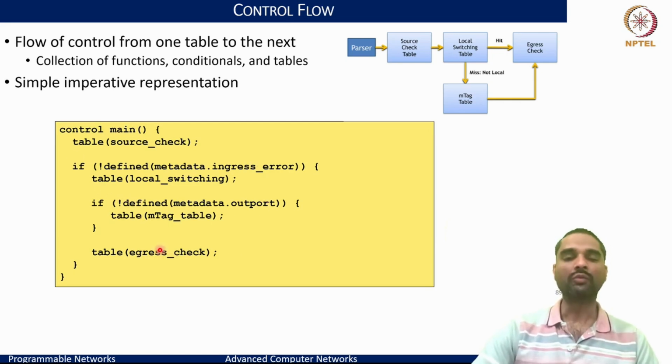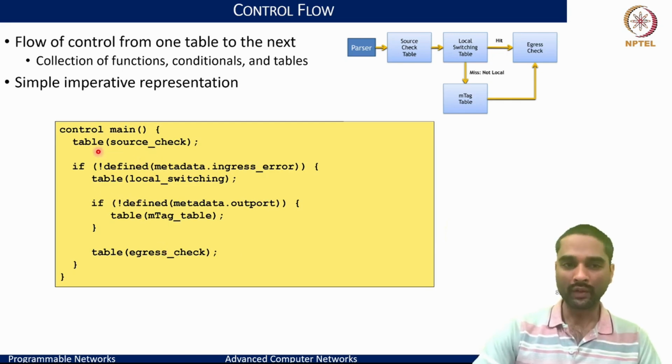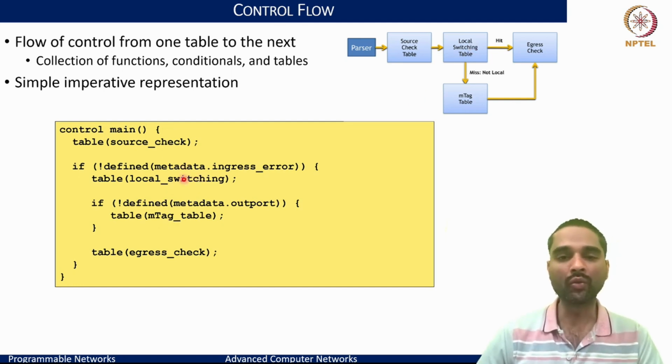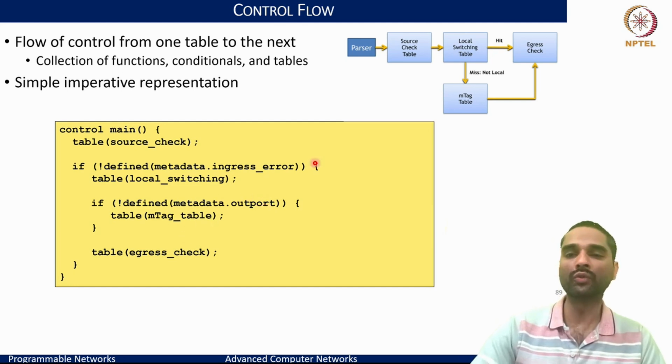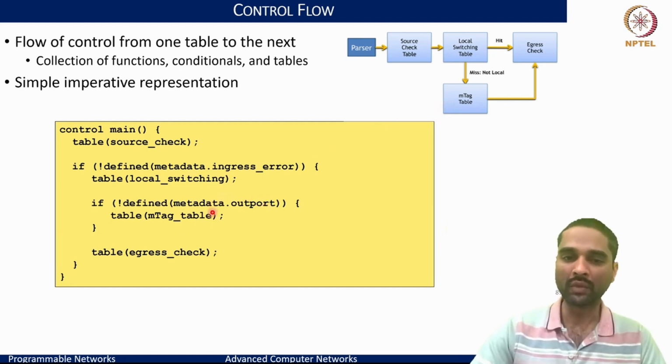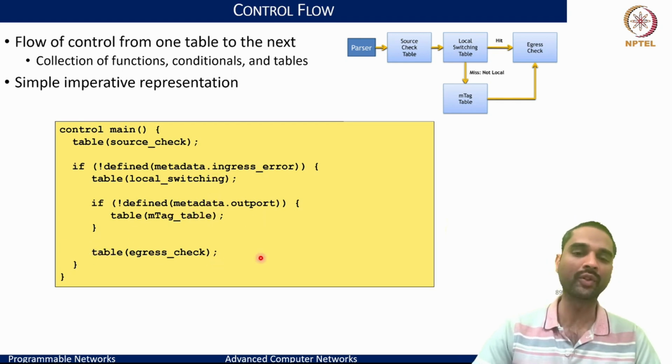So to reiterate, we first started with the table source check, and if everything is fine, that is no ingress error, then we would go with the local switching table to do the processing. Again, we are assuming that if the local switching is true, then it would have set the output port, and if the output port is not set, then we want to do this mtag table. Either way, this mtag table should now set the output port, and the last thing we would want to do is egress check.